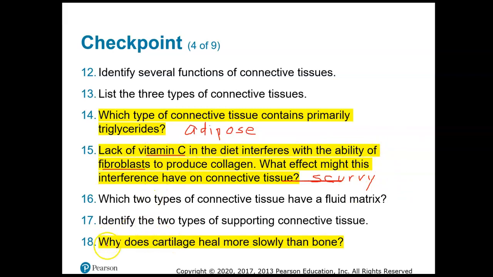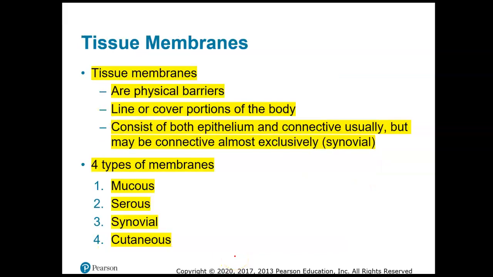All right, let's go to 18. Why does cartilage heal more slowly than bone? Because it is avascular. It does not contain a blood supply. So that gives it a very limited ability to heal.